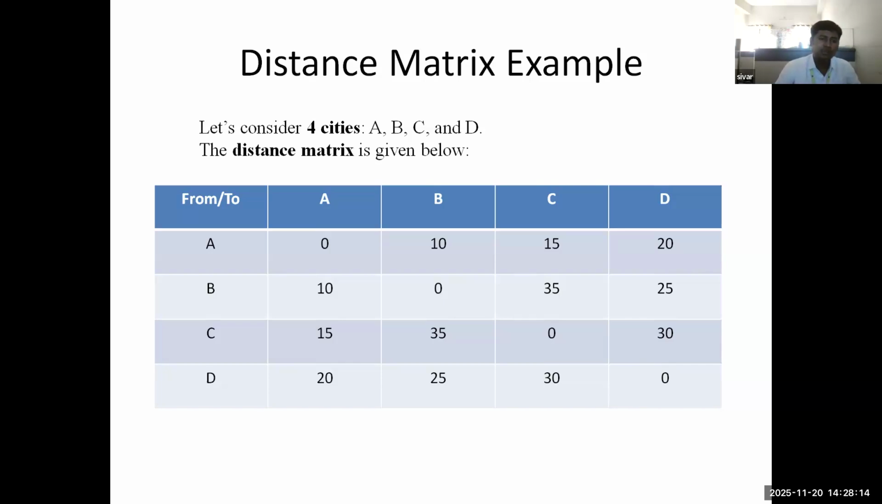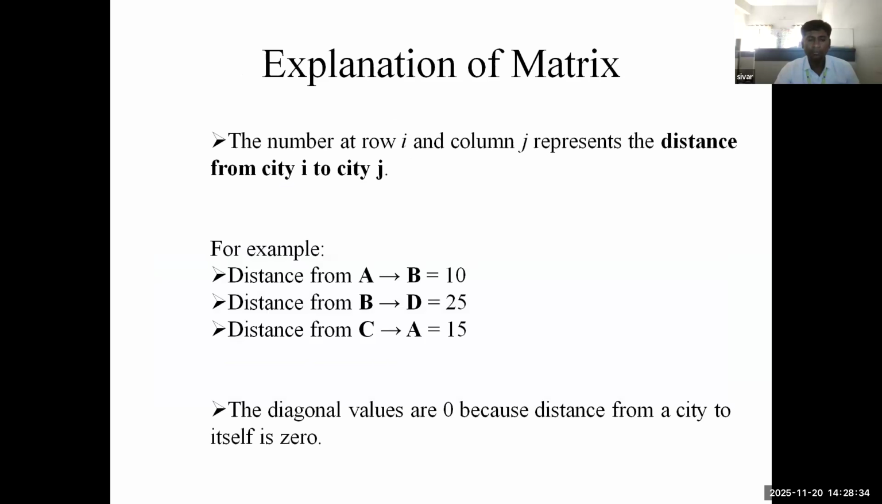Suppose, for example, the distance from A to B is 10. The distance from D to A is 20, and D to C is 30. C to A is 15, and C to B is 35. Like that, you can calculate the distance from one city to another city, or one vertex to another vertex.